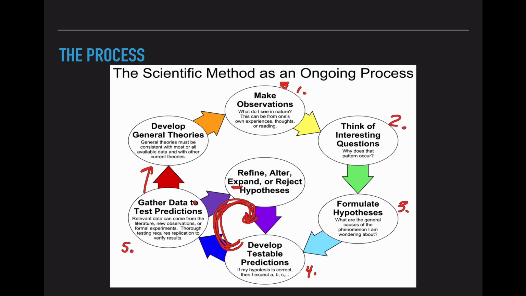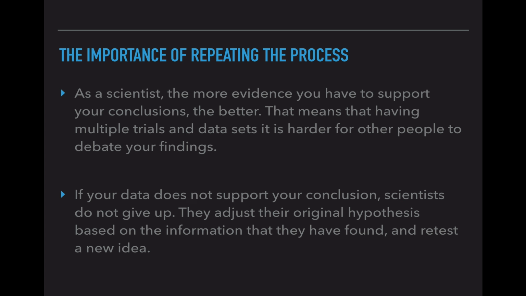If you go to a scientific board and want to publish a paper, if you say, I have thousands of data sets that support my idea, you will be taken a lot more seriously than saying, well, I did it once and it worked. So multiple data sets help us create this idea of a theory. So the importance of repeating the process. I've already explained this, but I want to make sure you write this down. The more evidence you have to support your conclusions, the better.